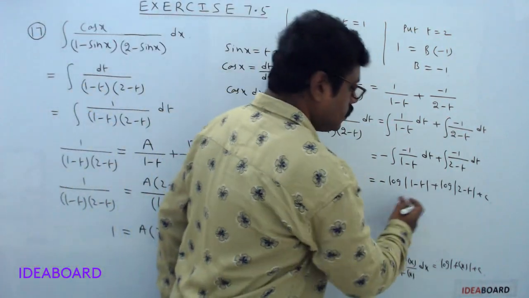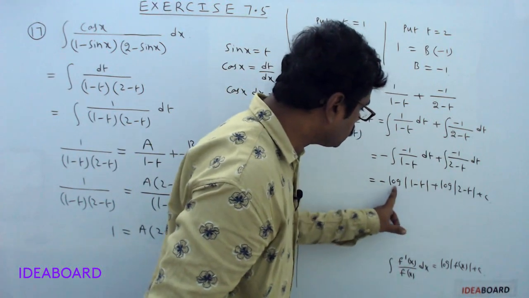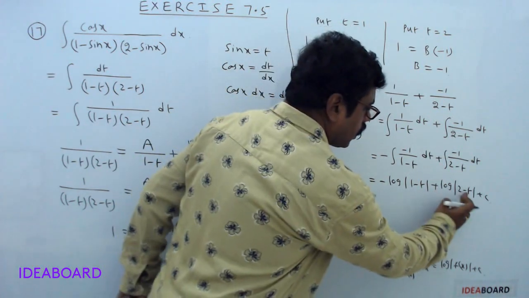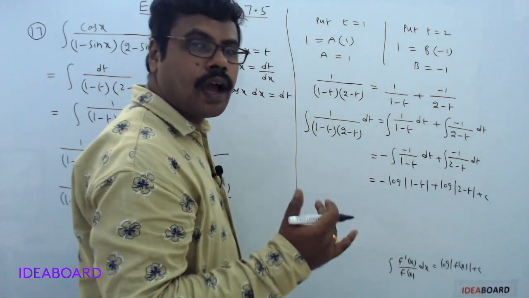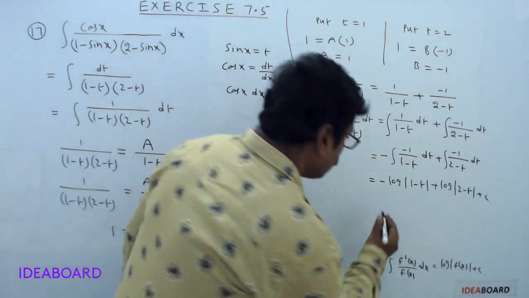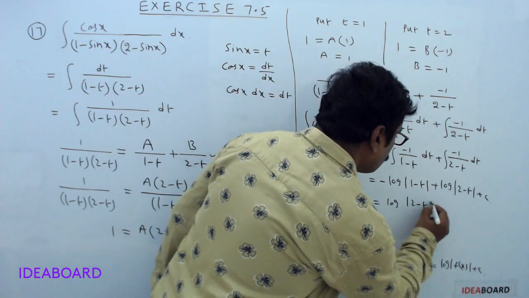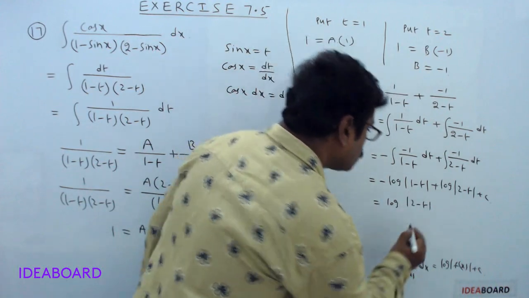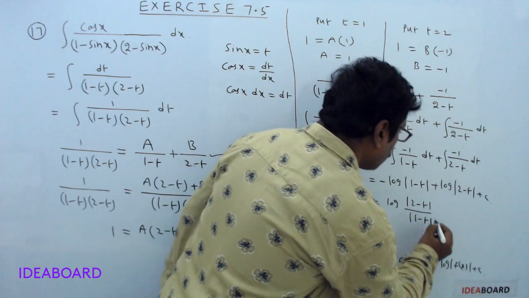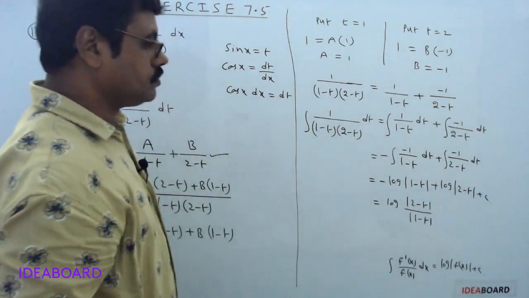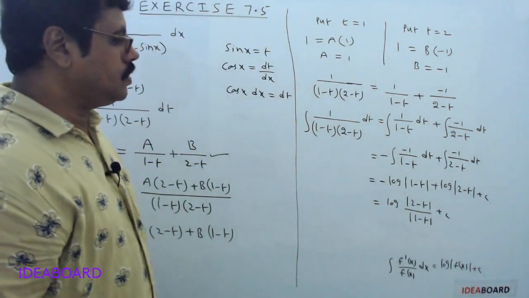Now observe this expression. This is of the form log A minus log B. Log A minus log B. What is its property? Log of A divided by B. So this is log of A is 2 minus t, that is mod of 2 minus t divided by B is mod of 1 minus t plus a constant c.